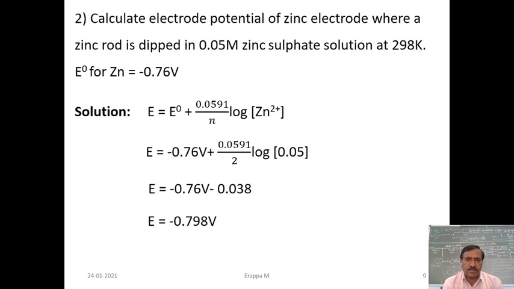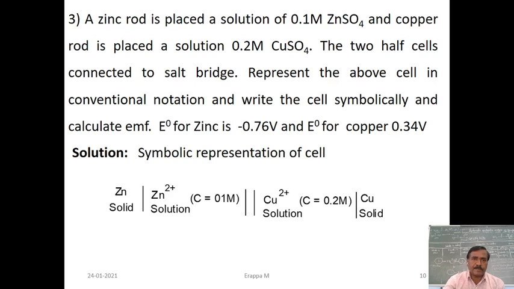E naught value, how to substitute it? The value is E = minus 0.76 plus 0.0591 divided by 2 log of zinc concentration 0.05. So E is equal to minus 0.76 minus 0.038, both the signs are the same. E is equal to minus 0.798 volts.